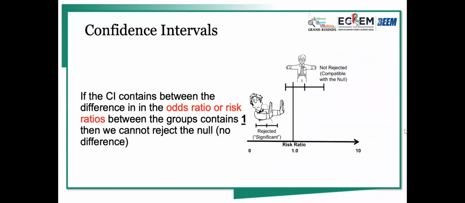Now, this is just as easy to understand if instead of looking at means, I'm looking at odds ratio or risk ratio between groups, then instead of 0, the magic number is 1. So if my confidence interval includes 1, that means that there is no difference and I cannot reject the null. Okay, why is that? Because a risk ratio of 1 or an odds ratio of 1 means that the odds are the same, the ratio is the same.